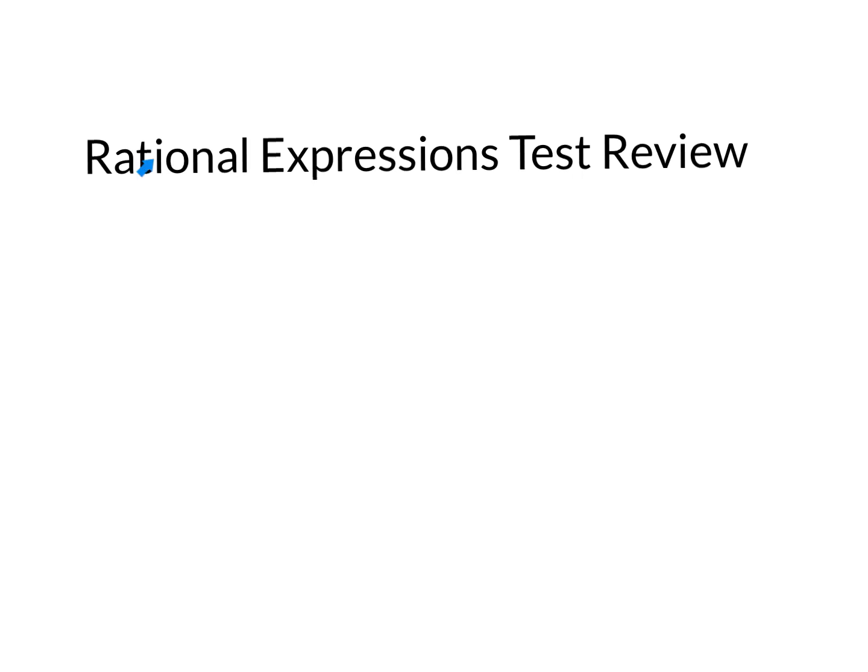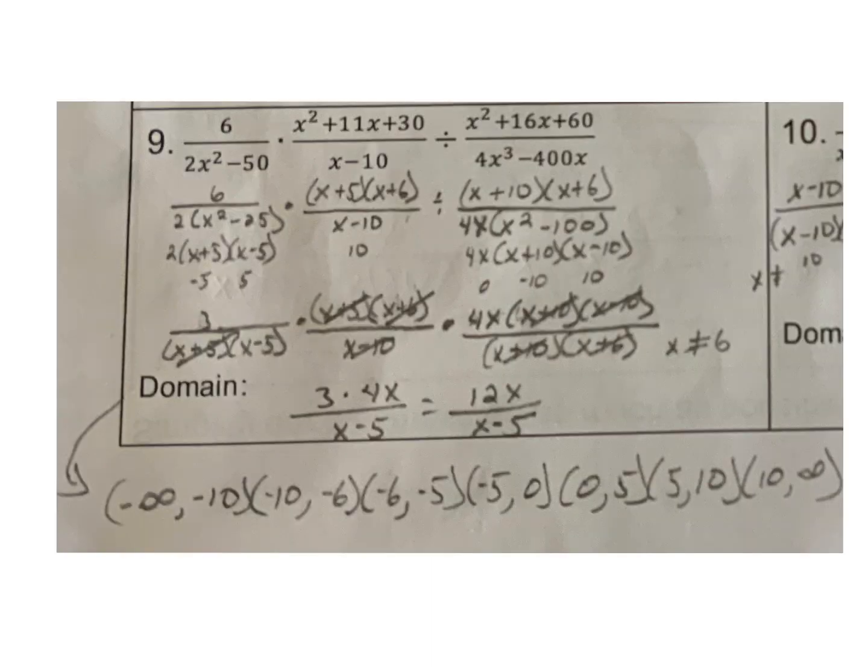Okay, in this video, I'm going to be reviewing a few of the questions from our rational expressions test review, starting with number 9. We have 6 over 2x squared minus 50 times x squared plus 11x plus 30 over x squared minus 10, all divided by x squared plus 16x plus 60 over 4x cubed minus 400x.